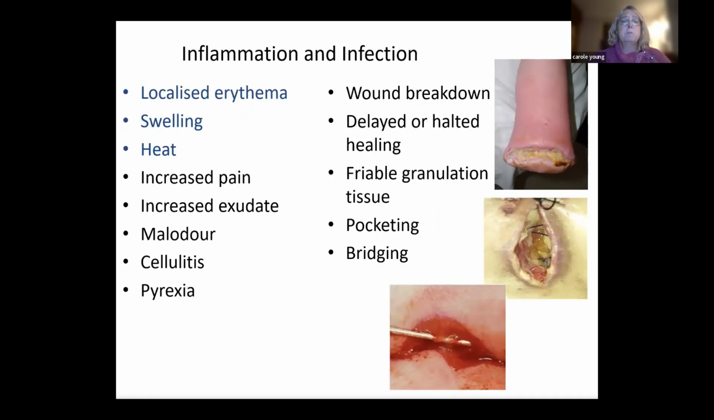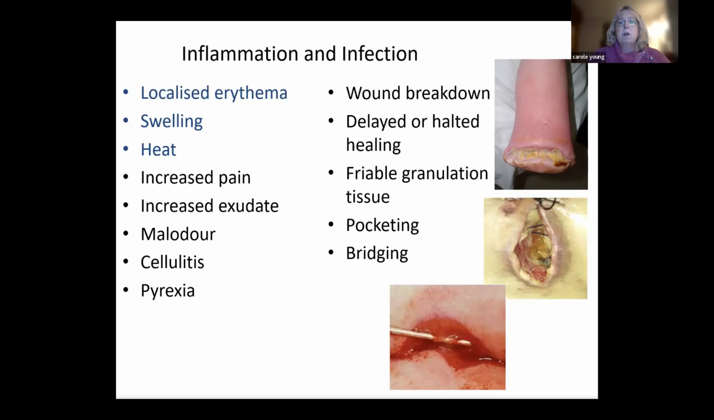We might see increased pain, increased exudate, and that exudate might be thicker, more pus-like. It might have changed colour from a serous, straw-like colour to a deep yellow or green even. You might have malodour, smell appearing. There might be cellulitis in the surrounding tissues, so they might be getting red and spreading away from the wound. Your patient might be unwell with a pyrexia or other signs of sepsis. Locally, we might see the wound breaking down, or there might be delayed or halted healing.